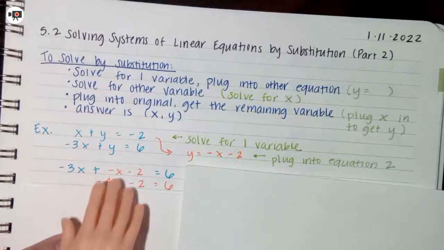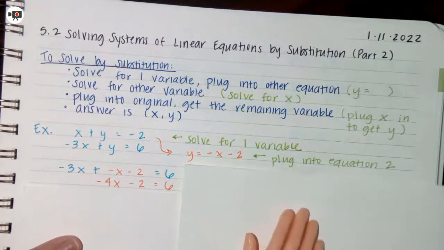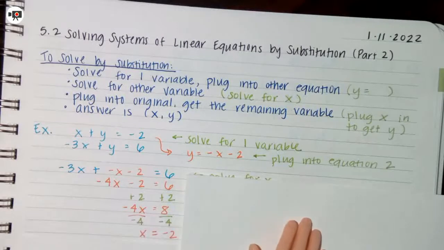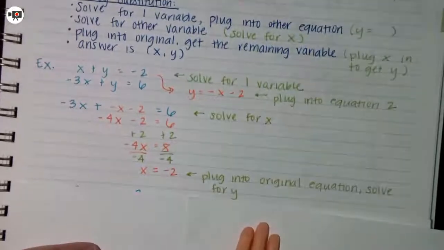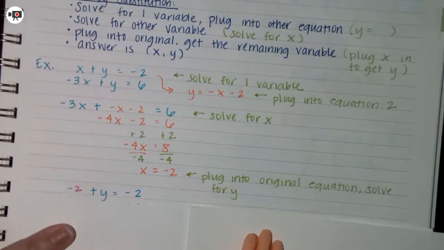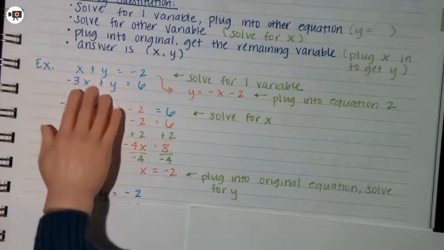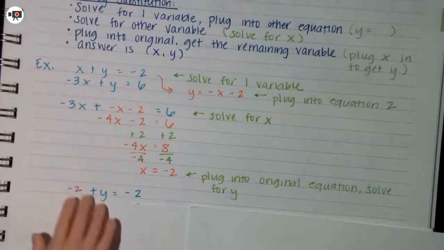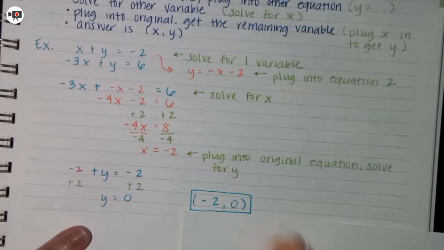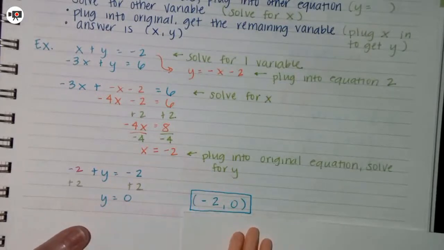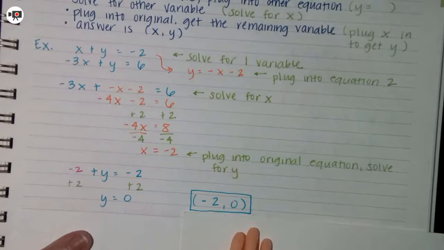Negative 3x minus another 1x is negative 4x minus 2 equals 6. Solve for x, and you get x equals negative 2. Then you take your x number and plug it in to an original, and you're going to solve for y. So if I plug it into equation 1, I get x plus y equals negative 2. Solve for y, and y equals 0. So you put your x value and your y value together, and you get an x, y coordinate.